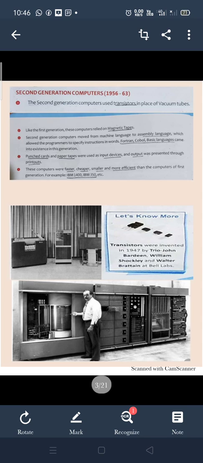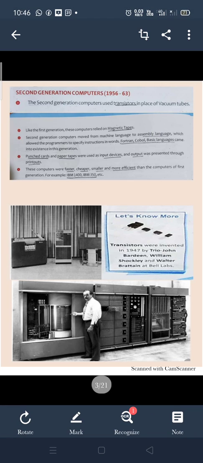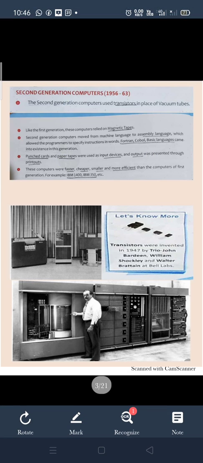These were cheaper, required less electricity to keep them cool, and were more efficient than the first generation computers. In the first generation computers, machine language was used for programming. In the second generation, assembly language was used for programming, and a few high level languages like Fortran, COBOL, BASIC also made their existence in this generation. The input and output devices were the same: punch cards and paper tapes, output was on printouts, and magnetic tapes were used for storage.